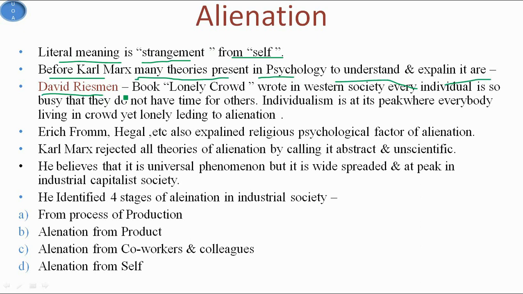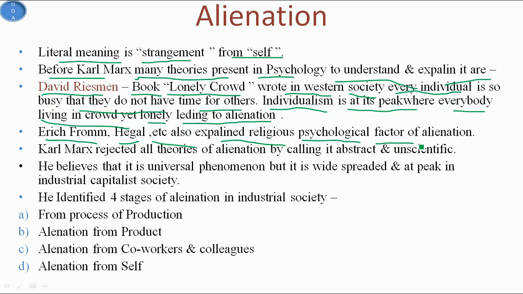David Riesman, in his book The Lonely Crowd, wrote that in Western society every individual is so busy that they do not have time for others. So individualism is at its peak, where everybody lives in a crowd yet is lonely, leading to alienation. Erich Fromm, Hegel, etc. also explained the religious and psychological factors of alienation.